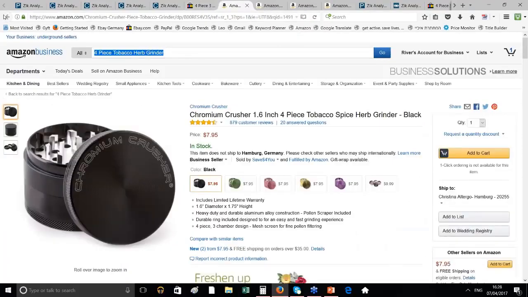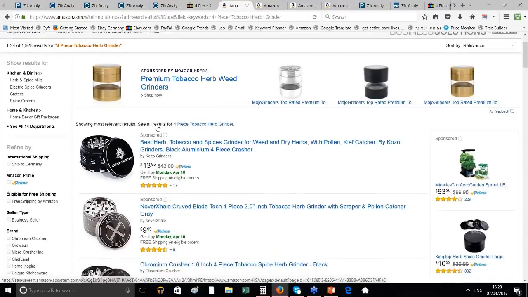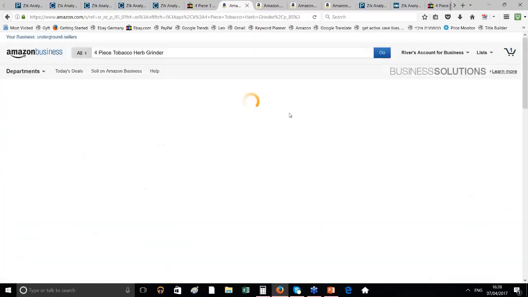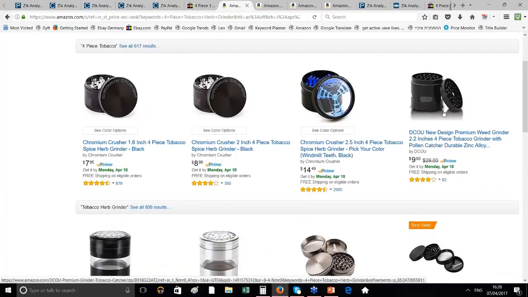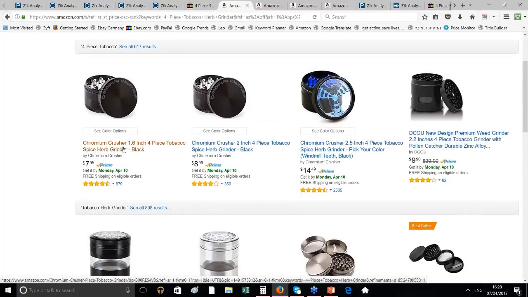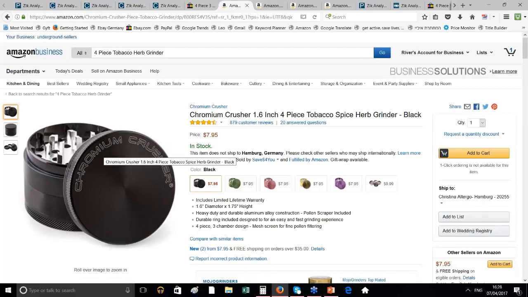And we search just for the keywords that define the niche and define the product. 4-piece tobacco herb grinder. We want to see what Amazon has to offer. Of course, it's better to go here and make prime and then filter it from low to high. And then we get the cheapest products here. Now we see that we have this one, 4-piece, but 1.6 inch, selling for $7.95. It's already cheaper, we can earn more. Here we have a place to make manipulation.